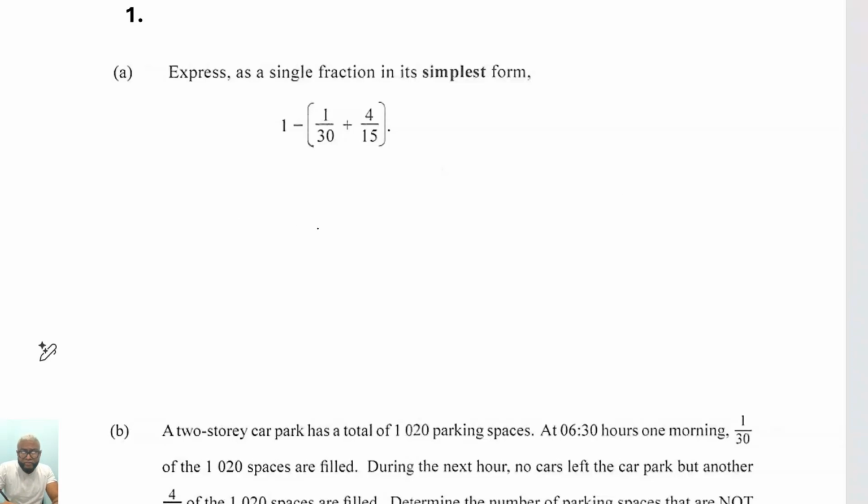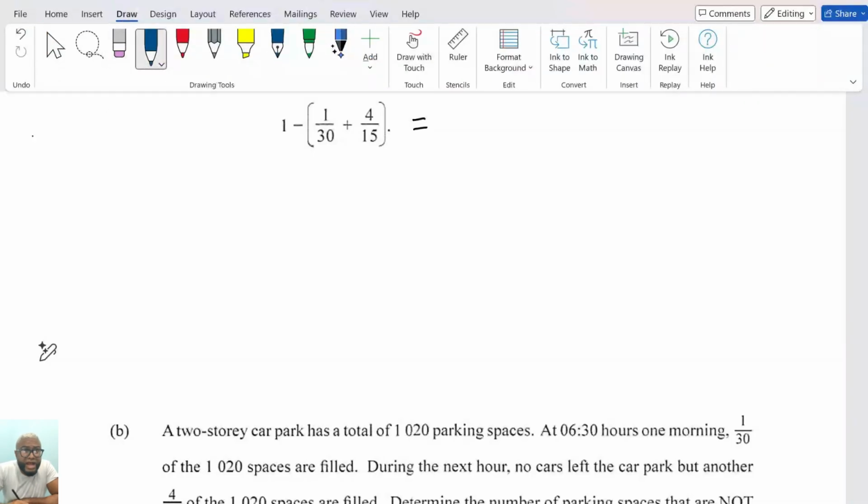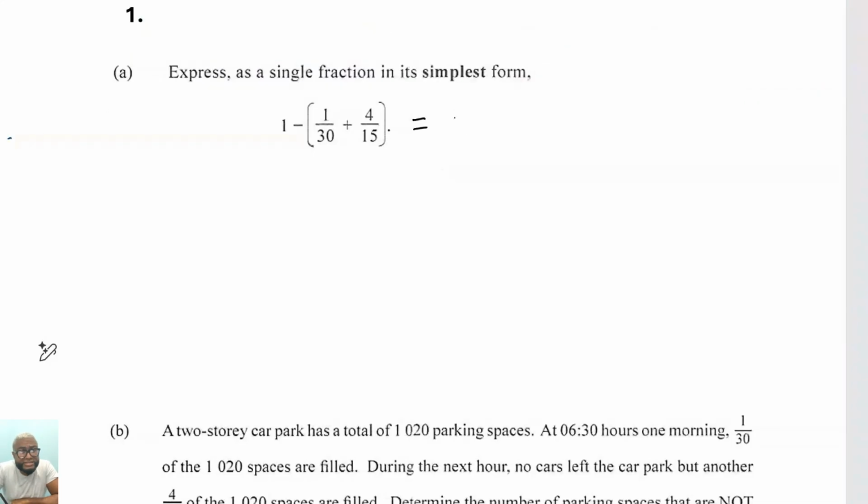So here I want you all to do this question. What did you all get for inside the brackets? 1 over 30 plus 4 over 15. Now, with these questions, you can't use your calculator straight. You don't have to waste time working out nothing, right? So this will be 1 minus 1. What again in the brackets here? Cristiano, what again? 1 over 30 plus 4 over 15.